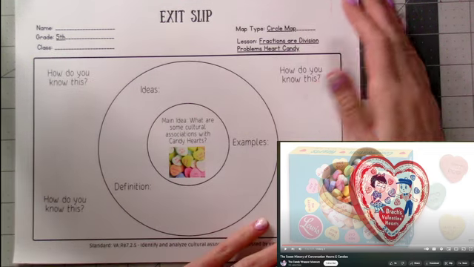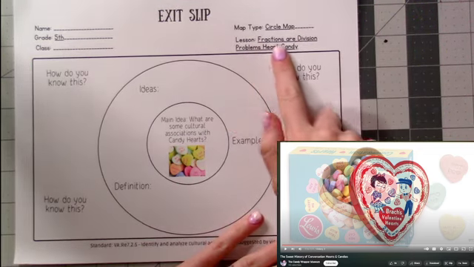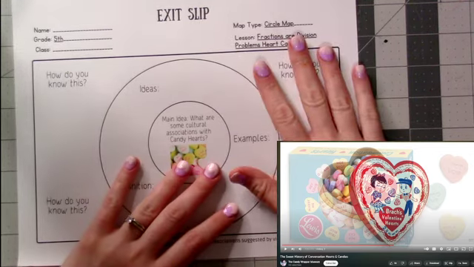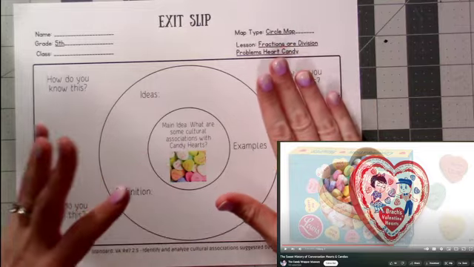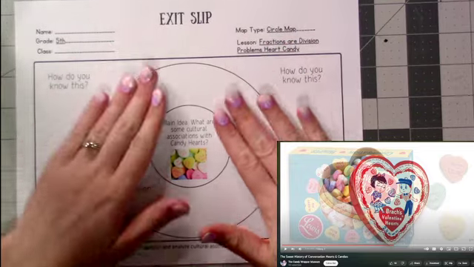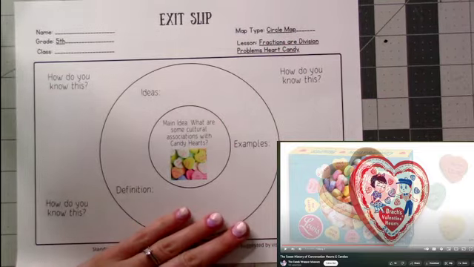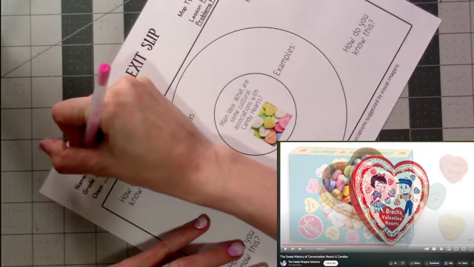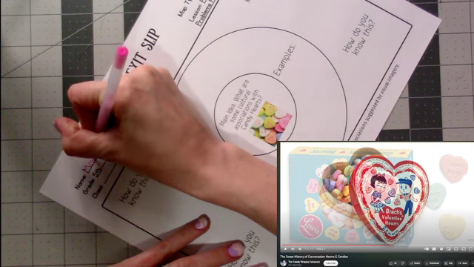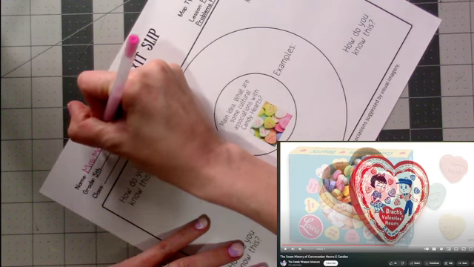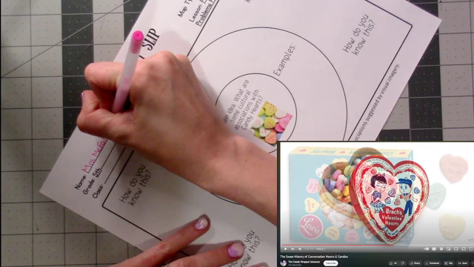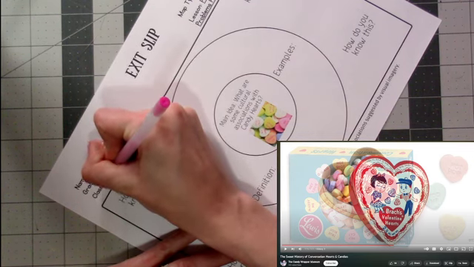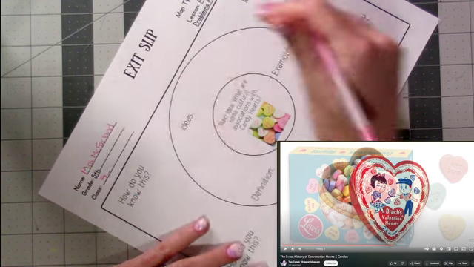Art people, we are going to exit out of our fractions are division problems heart candy lesson and enter into a new lesson. But we exit out of a lesson by making an exit slip. So go ahead and grab your exit slip and write your name in the top left corner here. And write your class, which is 5, and the first letter of your teacher's last name.